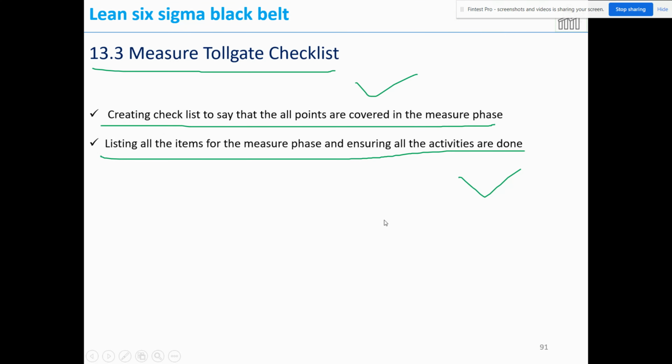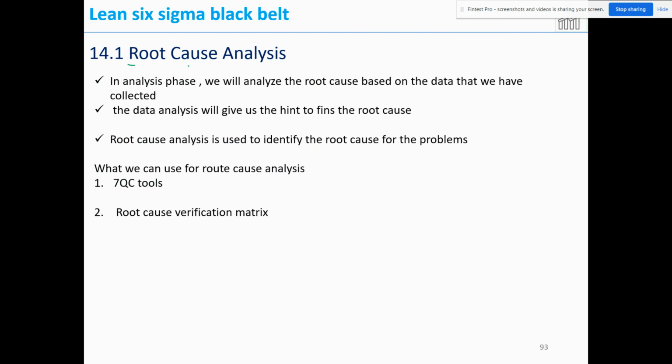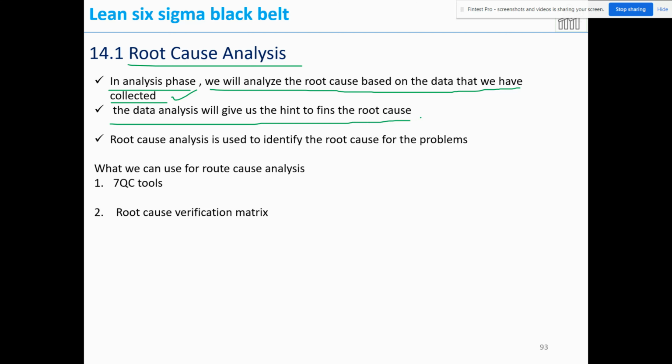So next we are going to see the analyze phase. In the analyze phase, we are going to see root cause analysis, graphical analysis, statistical analysis, and the analyze tollgate checklist. Root cause analysis: in the analyze phase, we will analyze the root cause based on the data that we have collected. The data analysis will give us the hint to find the root cause.